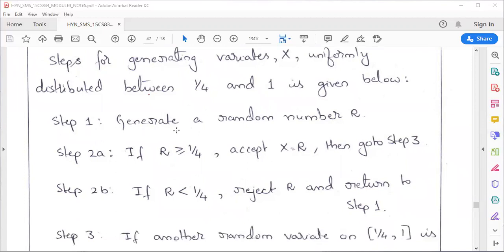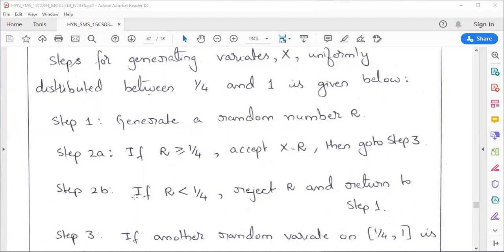The first step is to generate a random number R, right? Step 2 is, say for example, if the random number R which we have generated is greater than or equal to 1/4, then we will accept X equal to R, because we want the numbers to be in the interval 1/4 to 1. So if it is greater than or equal to 1/4, we will accept that particular random number as our random variate.